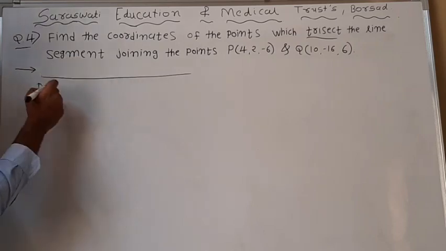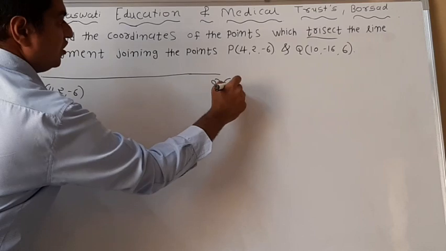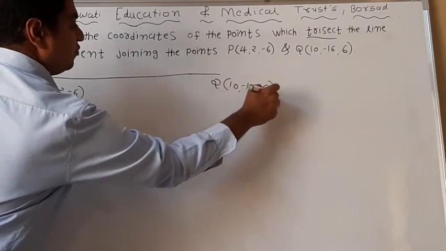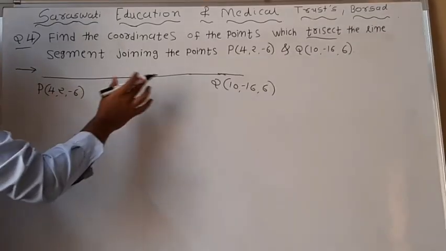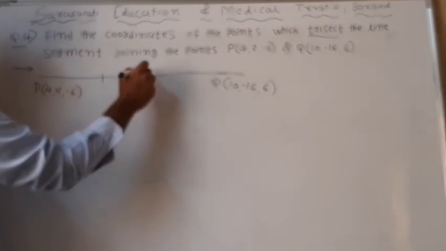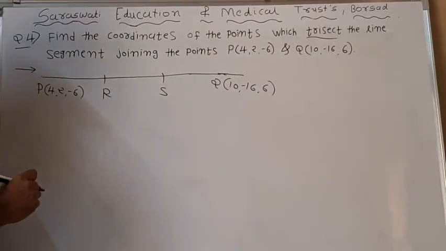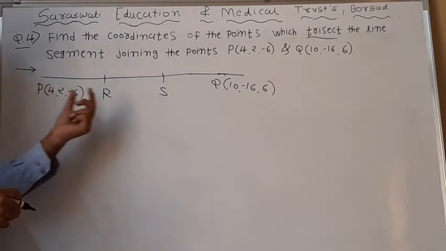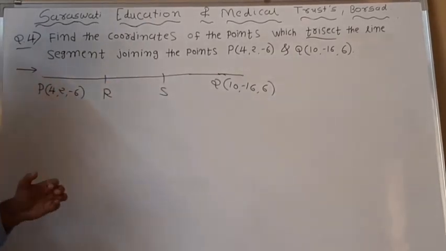So first of all, the coordinates of point P are written here: 4, 2, minus 6, and another point Q: 10, minus 16, 6. Okay. Now trisect means dividing the line segment PQ into 3 equal parts. So here we can consider R and here we write S. So our first step: suppose R and S are the trisecting points of line segment PQ.